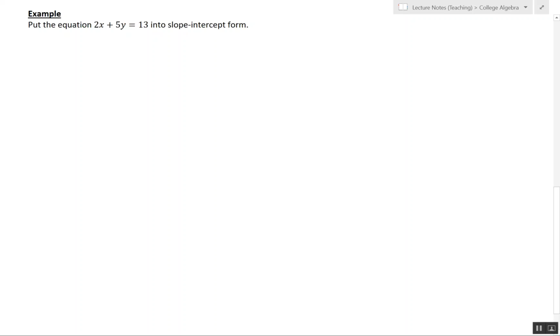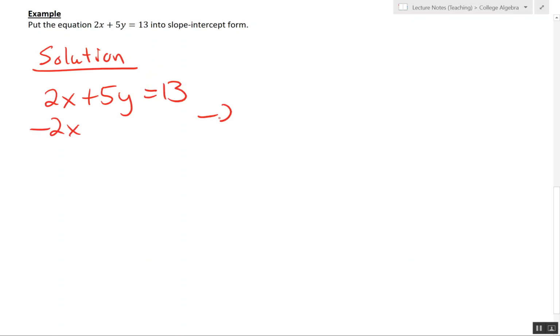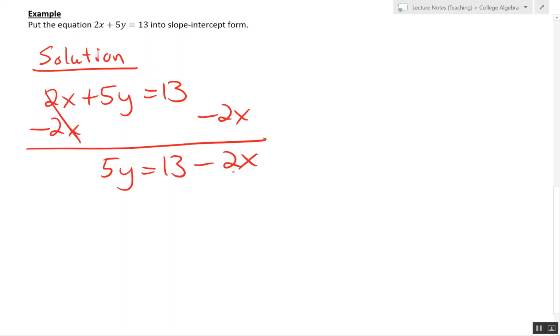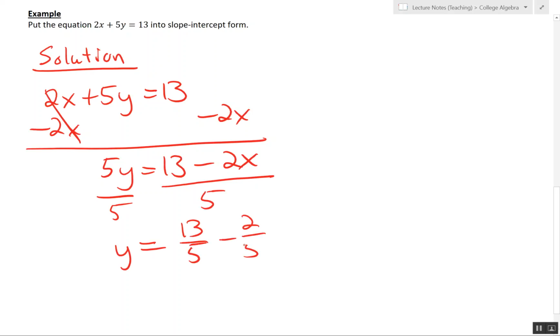So, we have 2x plus 5y equals 13. The solution is that we just need to solve this equation for y. So we have 2x plus 5y equals 13. I'm going to subtract 2x from both sides of the equation. These two cancel off and leave me behind the 5y, and we just get 13 minus 2x. And then we're going to divide both sides by 5. And we'll get y equals, and since we have a subtraction in the numerator, we can split up the fraction as 13 over 5 minus 2/5 x.